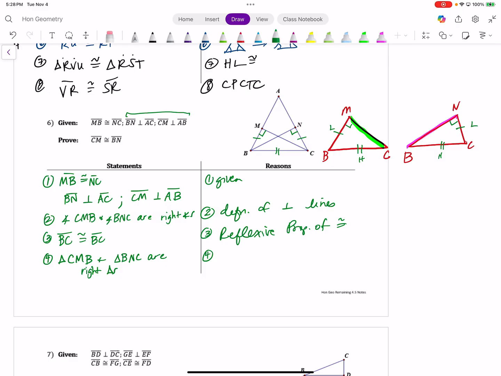Okay, because that's the definition of a right triangle. Definition of a right triangle is a triangle that contains a right angle. And here's the right angle up in step 2. Definition of a right triangle. Okay. All right, so there's the right triangle part.